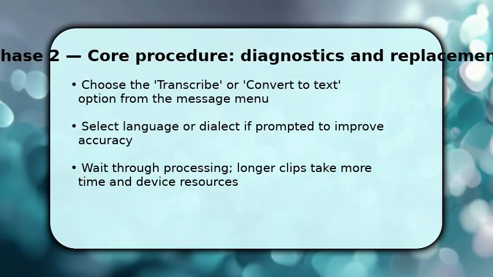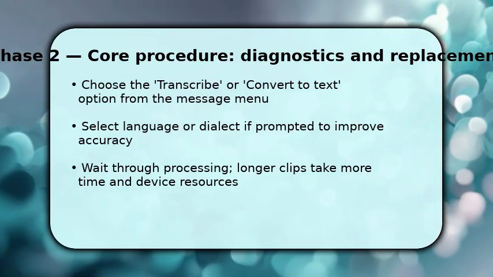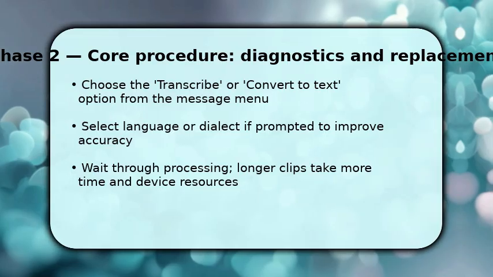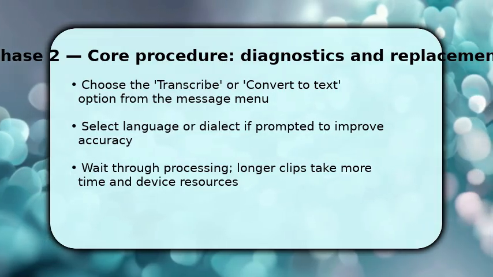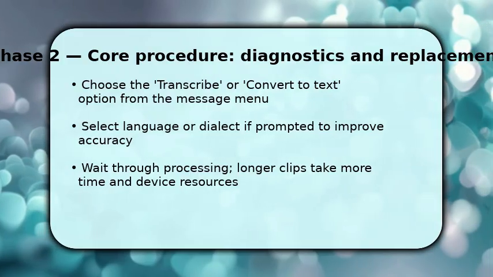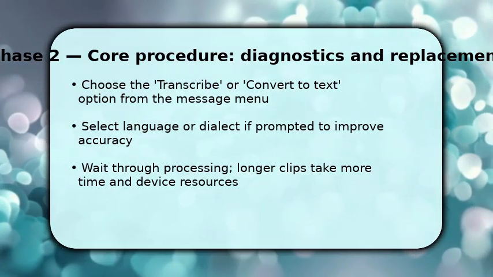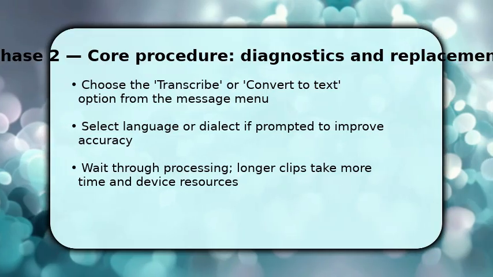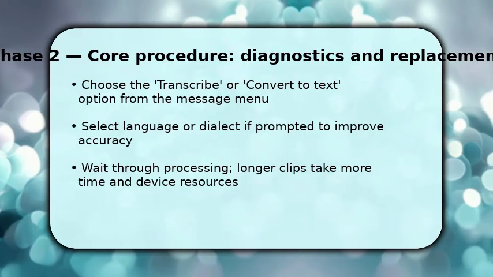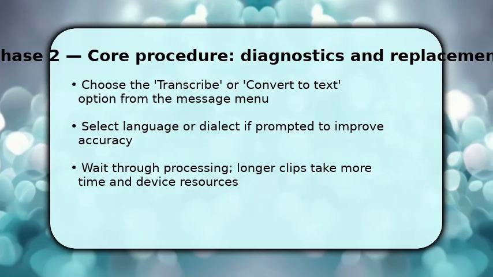Now tap the message menu and select Transcribe or Convert to Text. This triggers the speech-to-text engine. Make sure to select the correct language or dialect when prompted, because accuracy depends on this choice. While the system processes the audio, keep the app open and avoid switching heavy tasks. Longer clips or low-bandwidth networks slow the job. If you need higher fidelity, consider splitting very long recordings into shorter segments to reduce errors and processing time.